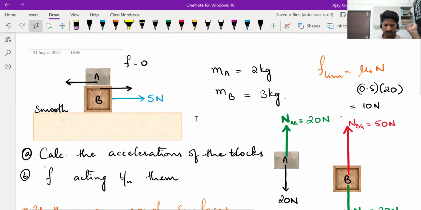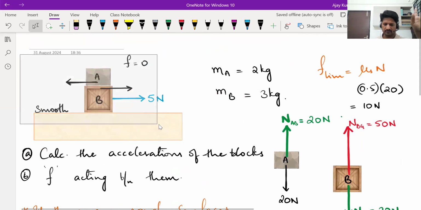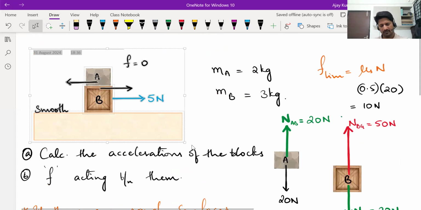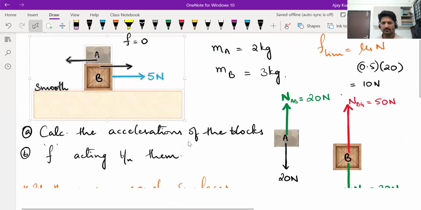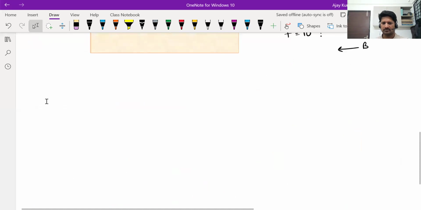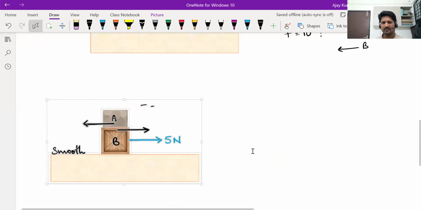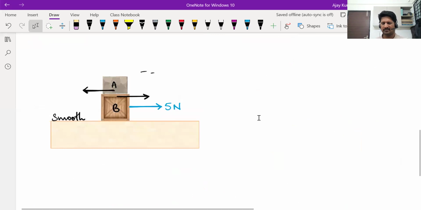So 2 Newton friction. I'm not asking for the answer, but visualization is important first. We'll come to the answer, don't worry. Now, how many of you think friction acting will be 5 newtons? Limiting friction is 10. We found that limiting friction need not act, that much is not necessary.